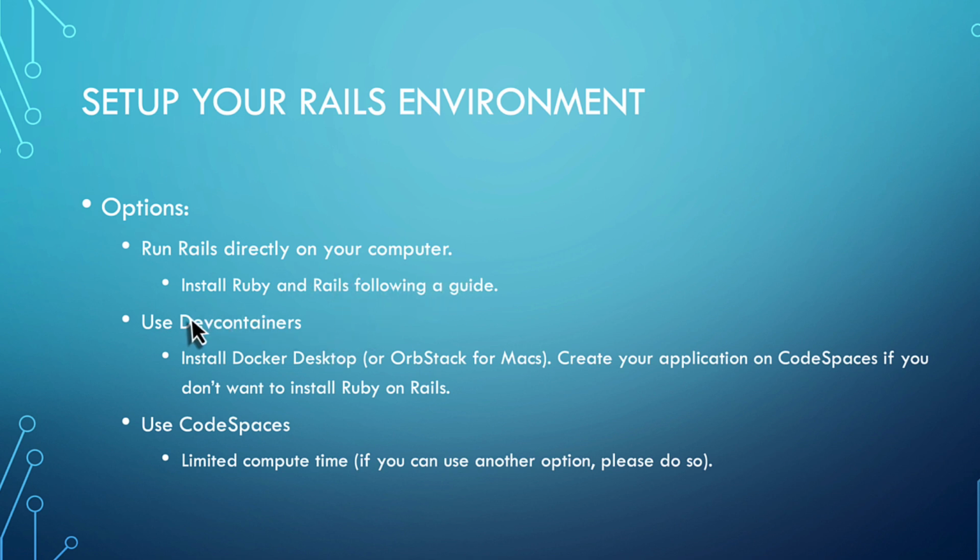The option I recommend for most people is the second option right here, which is to use Devcontainers. You'll install Docker Desktop on your computer, or if you have a Mac, you can install OrbStack, which is supposed to be a little more efficient than Docker Desktop. And so you would also need to install Ruby and Rails on your computer to create your application, but I'll show you how we can create it in CodeSpaces on GitHub.